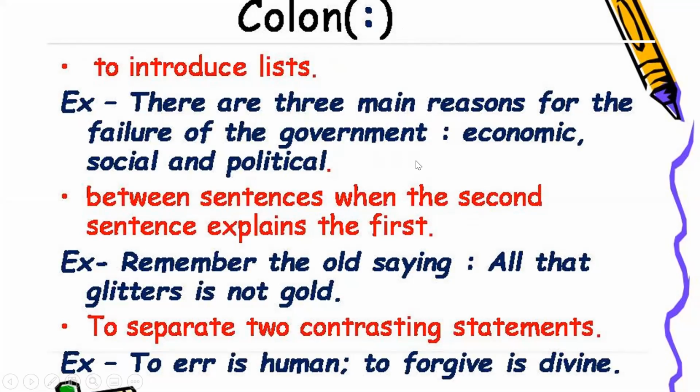Economic, social, and political. Now, between sentences, when the second sentence explains the first, we can also say, remember the old saying, colon. Which old saying? All that glitters is not gold. So this second sentence, all that glitters is not gold, is explaining the first sentence. Remember the old saying. Which old saying? Colon. All that glitters is not gold.